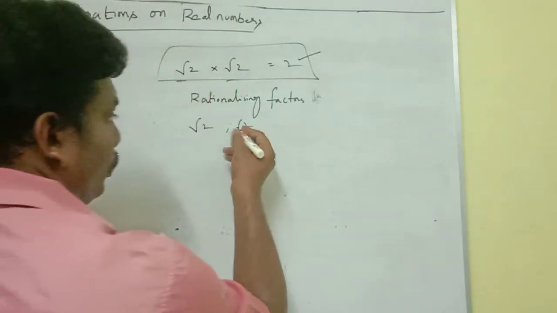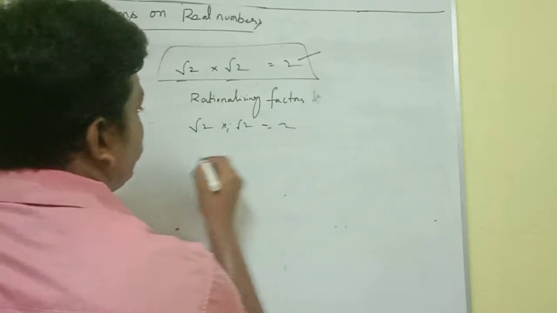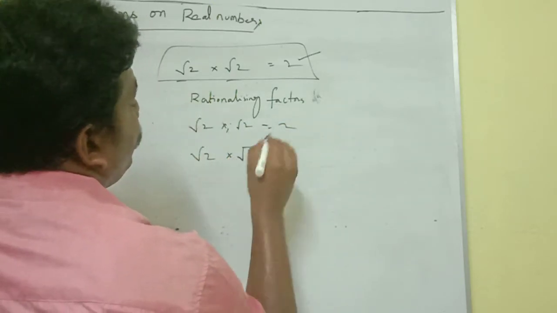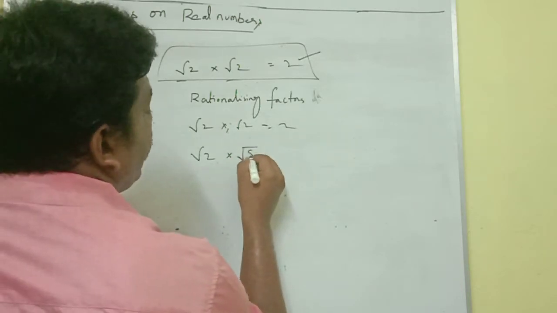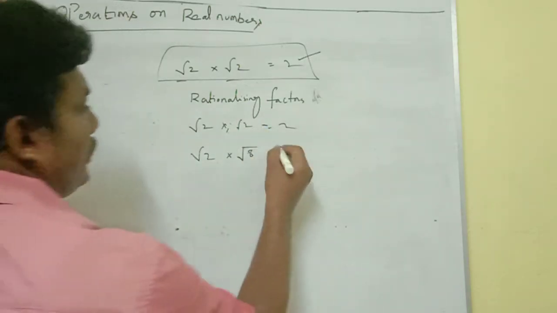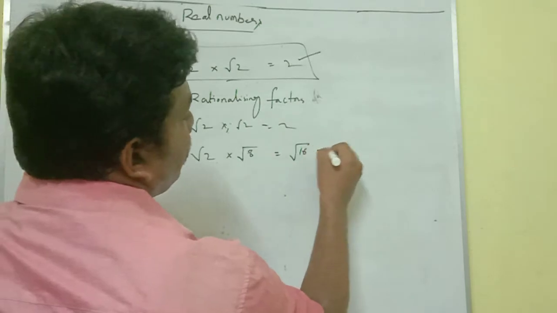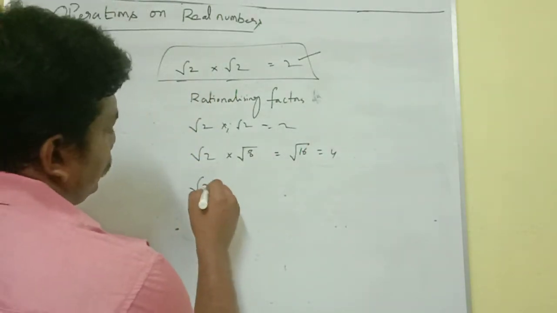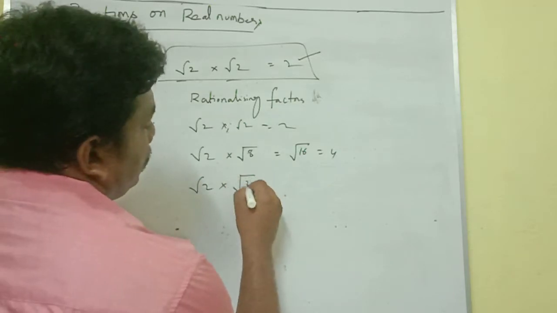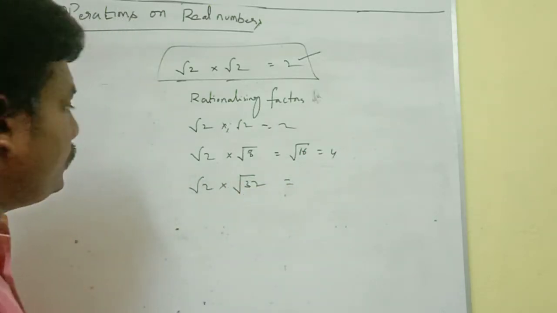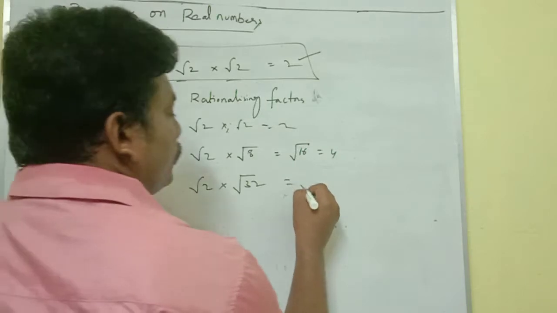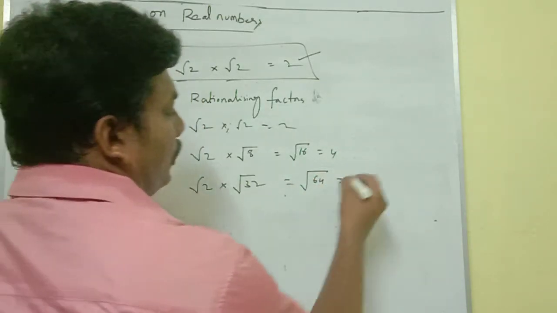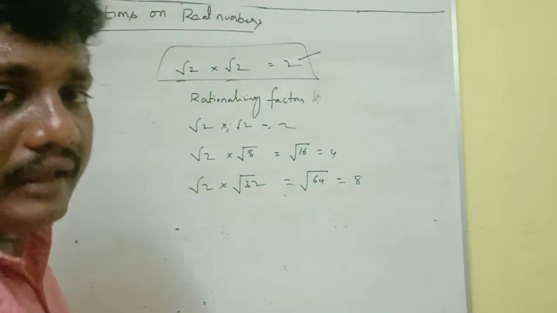So let me consider root 2 into root 2 is equal to 2. For this same root 2, we can take root 8 also. If you take root 8 into root 2, this is root 16, it becomes 4. That is also a rational number. So for this root 2, we are going to consider root 32 also. Root 2 into root 32 is root 64. The answer is 8. That is also a rational number.